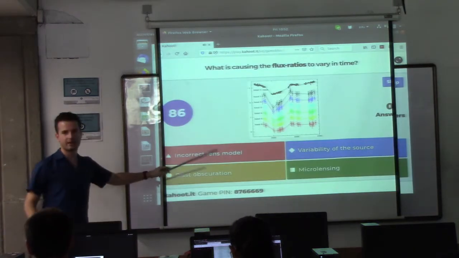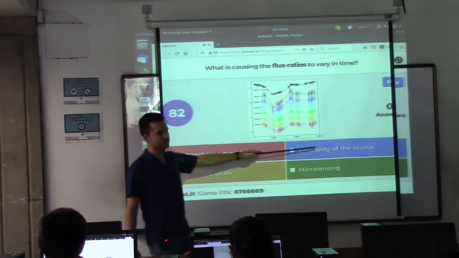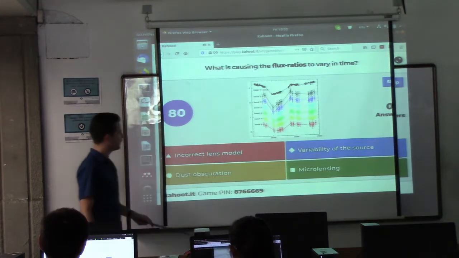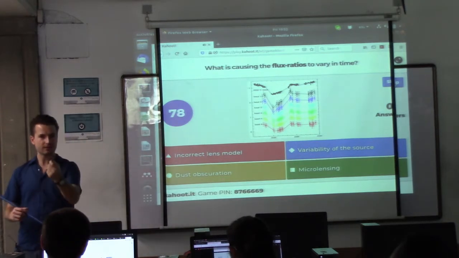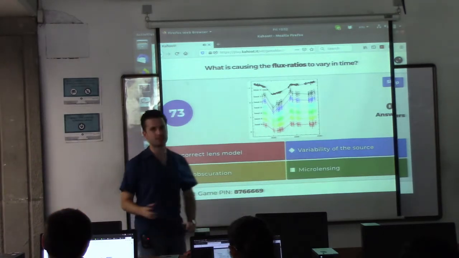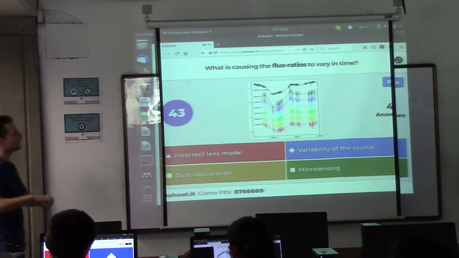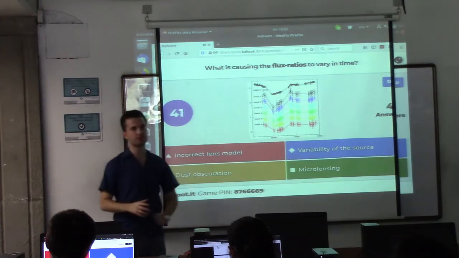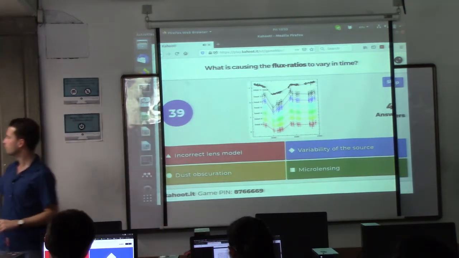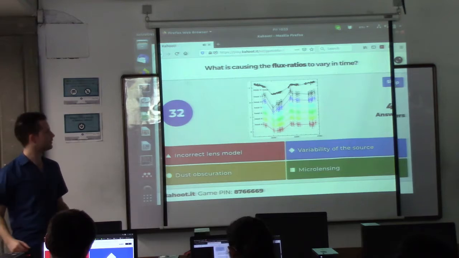Is it because we actually don't have a good enough lens model? Or is it the variability of the background source? Is it something to do with the dust in the galaxy? Or is it something to do with maybe microlensing by stars? Just to strengthen what is in bold here, this is not variation of the brightness of individual images. It's the ratios that vary for some strange reason.